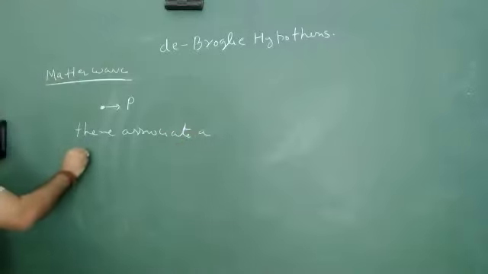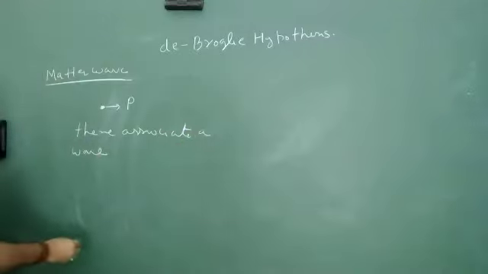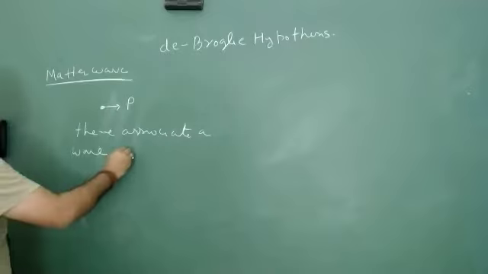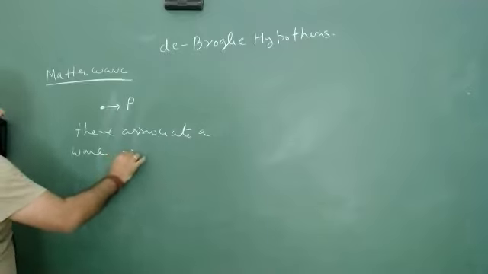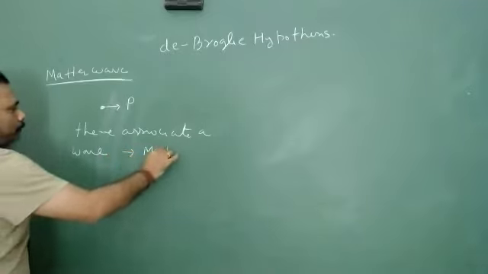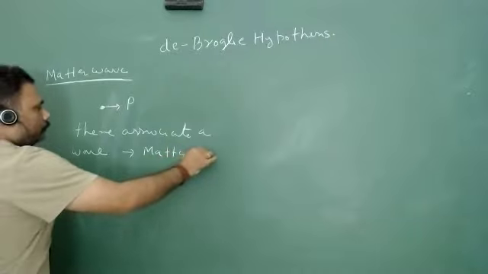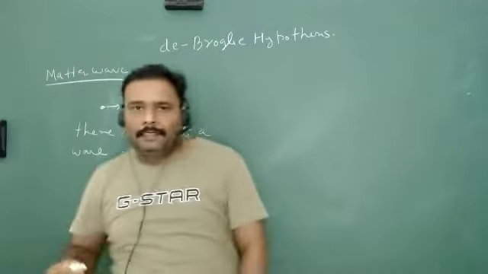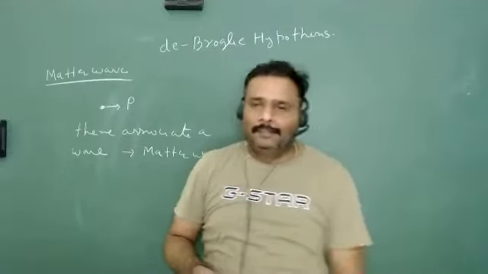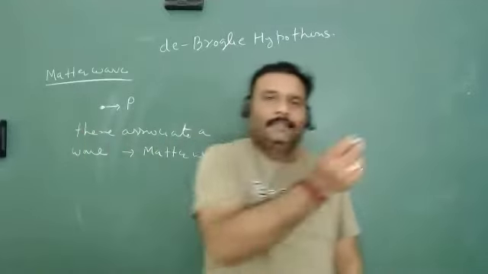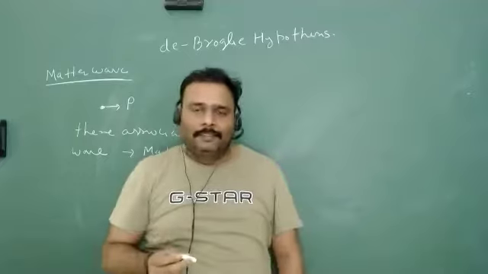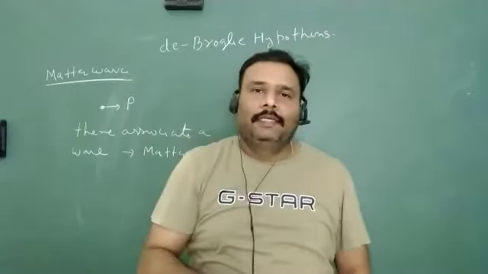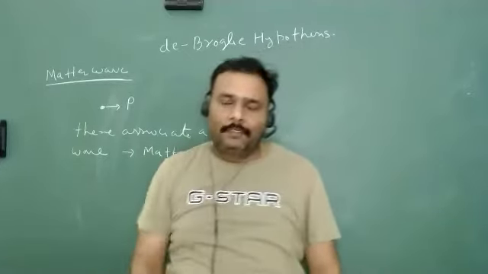They associate a wave, and that wave is known as matter wave. It means if I am moving, there is a wave associated with me. If this chalk is moving, there is a wave associated with this. And if an electron is moving, there is a wave associated with the electron also.